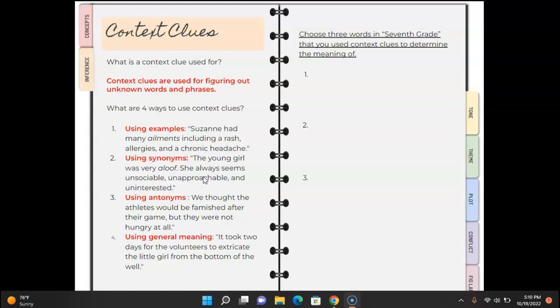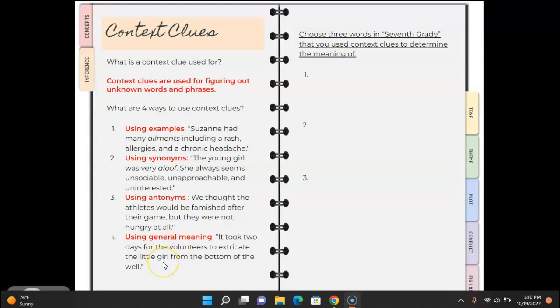Next up, using antonyms. We thought that athletes would be famished after their game, but they were not hungry at all. If we're trying to figure out this word famished, we can use antonyms, which are words that mean the opposite of what we're trying to figure out in order to find meaning. So if we don't know what the word famished means, but we understand that they were not hungry at all, then we can understand that famished may have something to do with hunger.